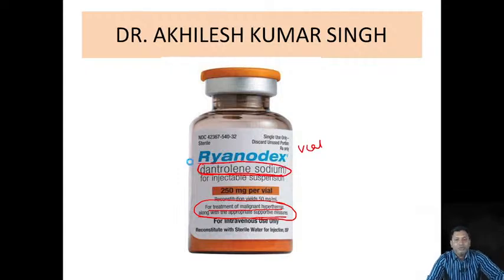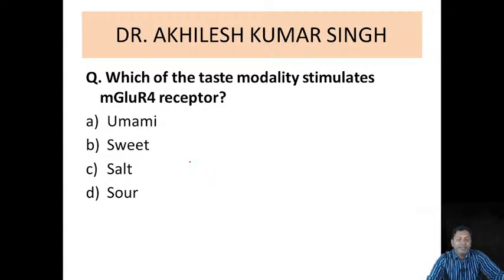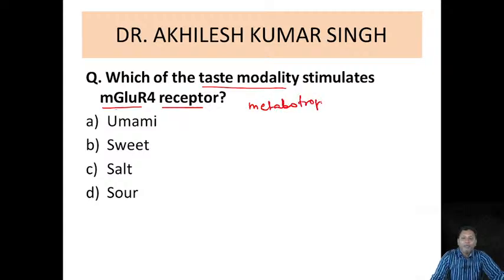Right. So now come to the next question here. This question also appeared in the exam. Which taste modality stimulates mGluR4? What is the meaning of mGluR? M for metabotropic, GLU for glutamate, R for receptor. So metabotropic glutamate receptor, the short form is mGluR.